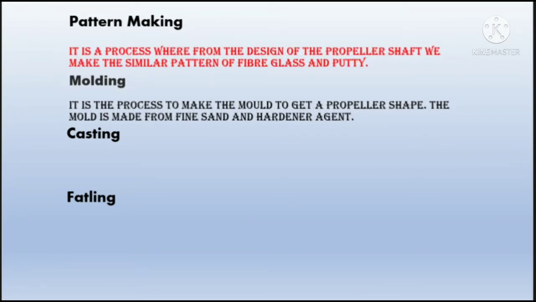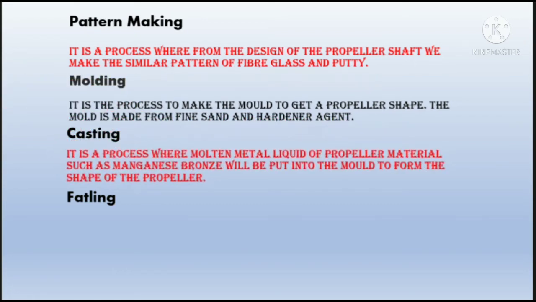It is a process where, from the design of the propeller shaft, we make a similar pattern of fiberglass and putty. Next one is the molding. It is the process to make the mold to get a propeller shape. The mold is made from fine sand and hardened agent. After molding, there is a process of casting. It is a process where molten metal liquid of propeller material such as manganese bronze is put into the mold to form the shape of the propeller.